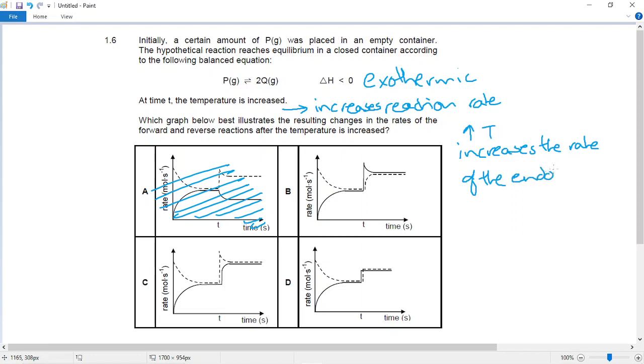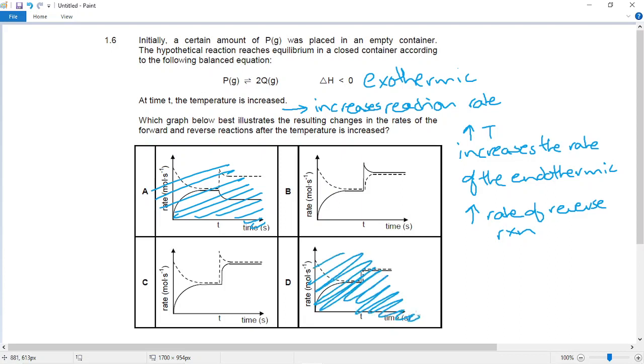Okay, and so here the endothermic reaction is the reverse reaction. So in this situation, it is going to increase the rate of the reverse reaction more than it's going to increase the rate of the forward reaction. So we want a graph where they both go up, but they go up differently. So this gets rid of this graph. This is usually the catalyst graph, where the forward reaction and the backward reaction go up at the same rate.